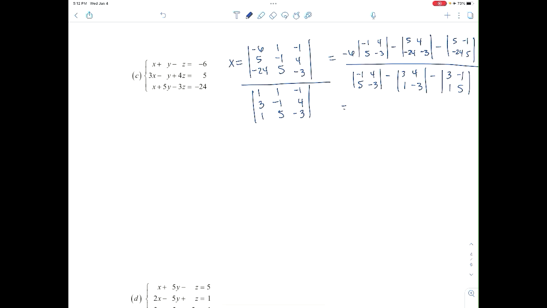This will give us negative 6 times 3 minus 20 minus negative 15 plus 96 minus 25 minus 24 over 3 minus 20 minus negative 9 minus 4 minus 15 plus 1. And this gives us 20 over negative 20, which is a negative 1.